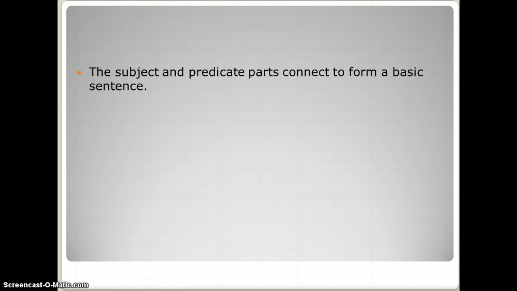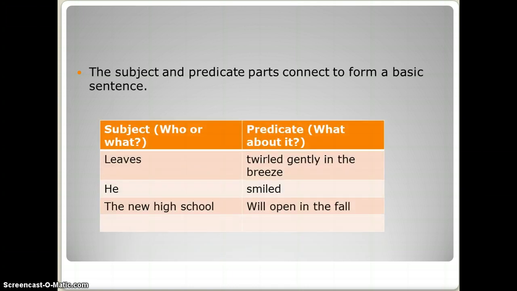So let's look at the three sentences. The subject and predicate parts connect to form a basic sentence. Subject, leaves. What about the leaves? They twirled gently in the breeze. He, what about him? He smiled. The new high school, what about it? It will open in the fall.